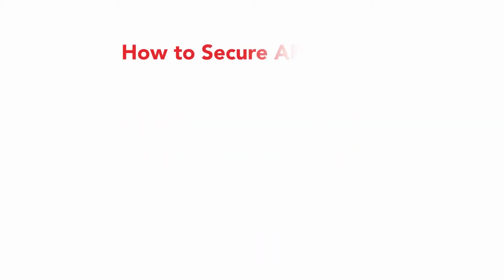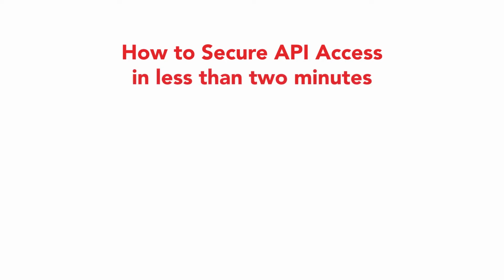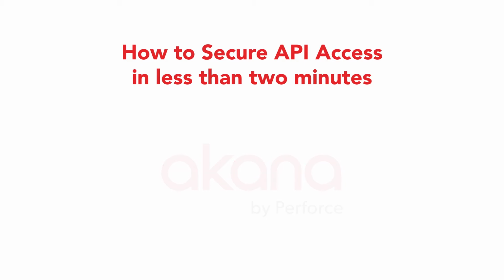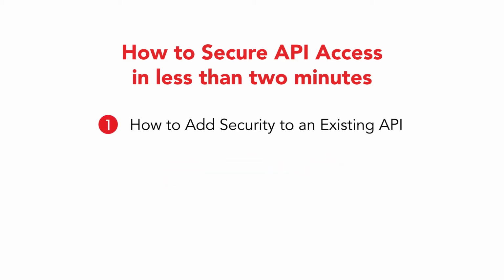Today I'm going to show you how to secure API access in less than 2 minutes by using Akana. I will share 3 approaches demonstrating an ever-increasing level of automation. So first, by adding security to an existing API.